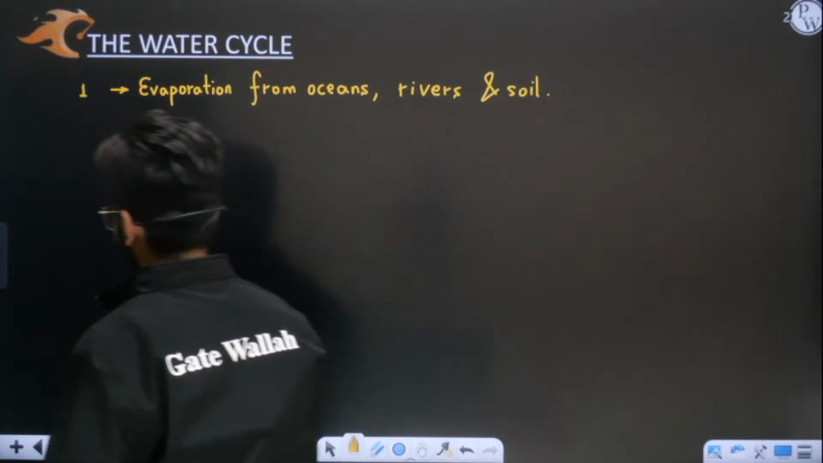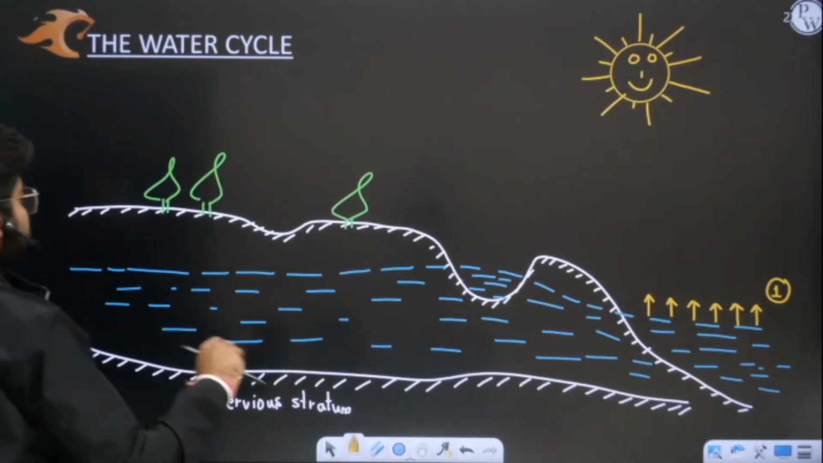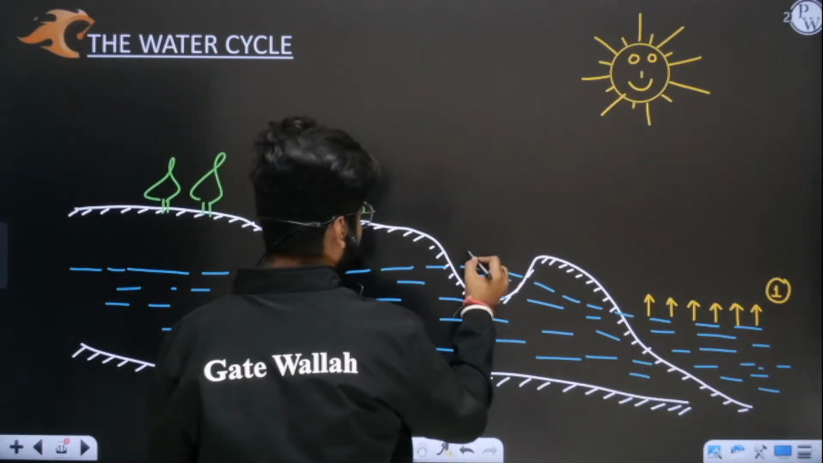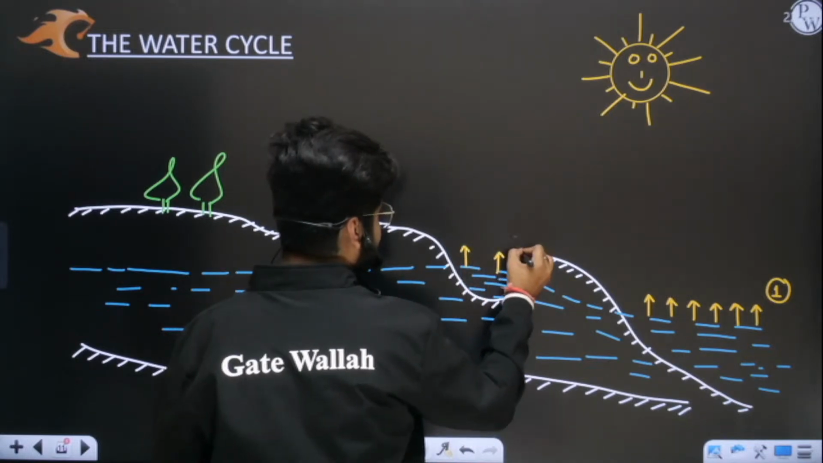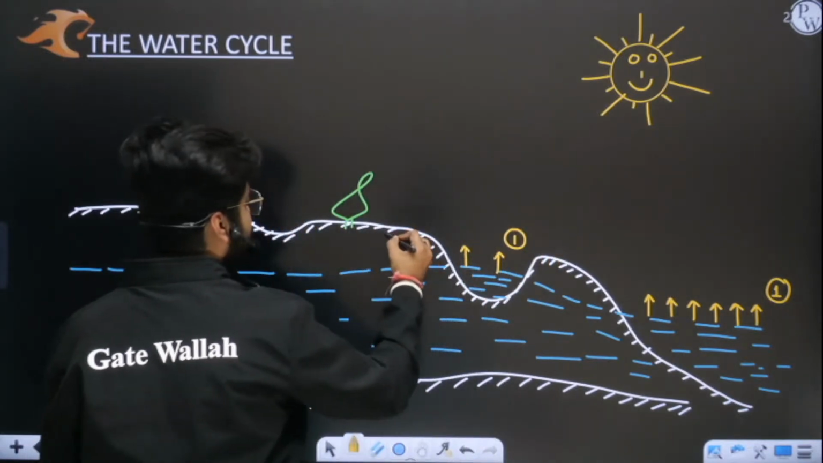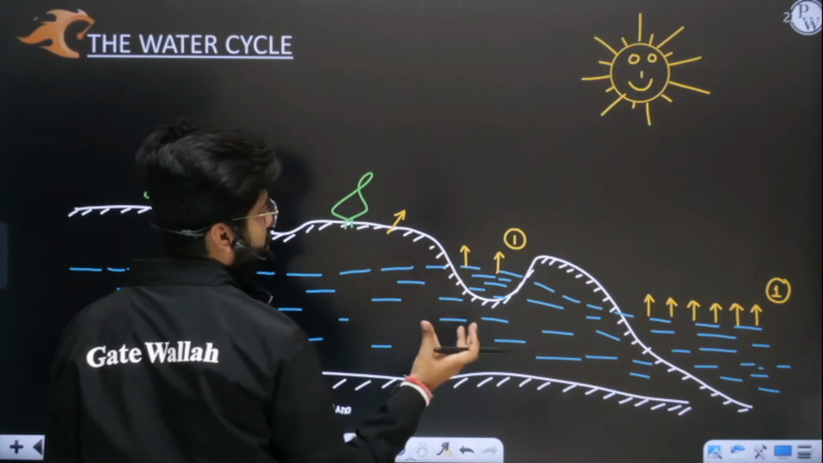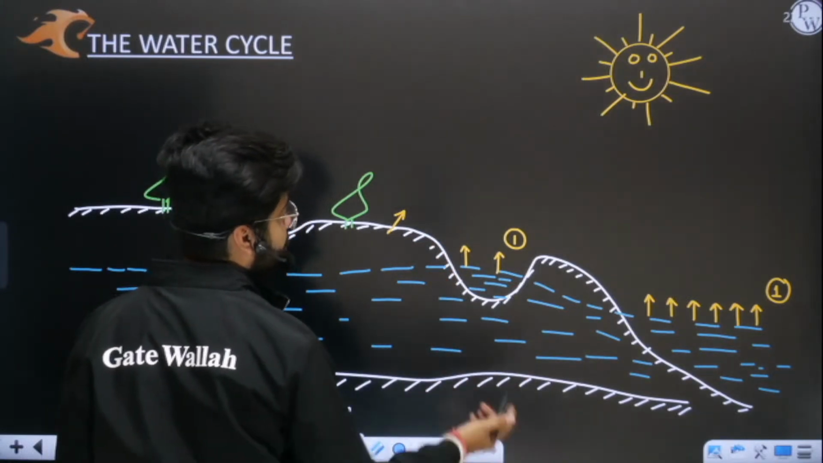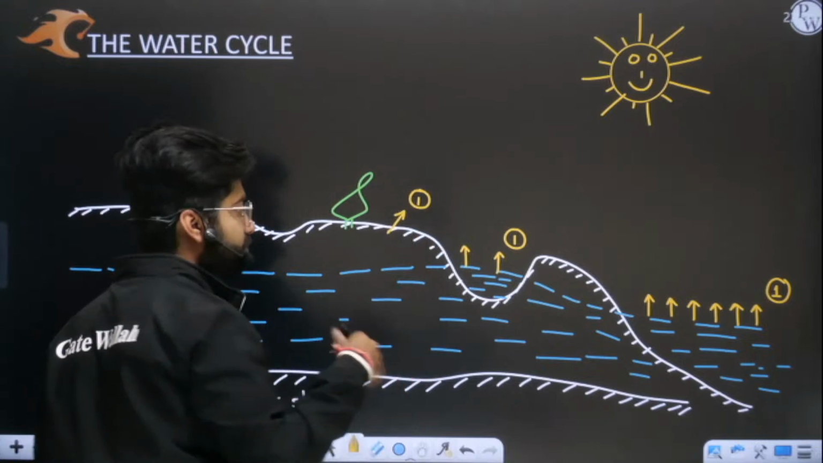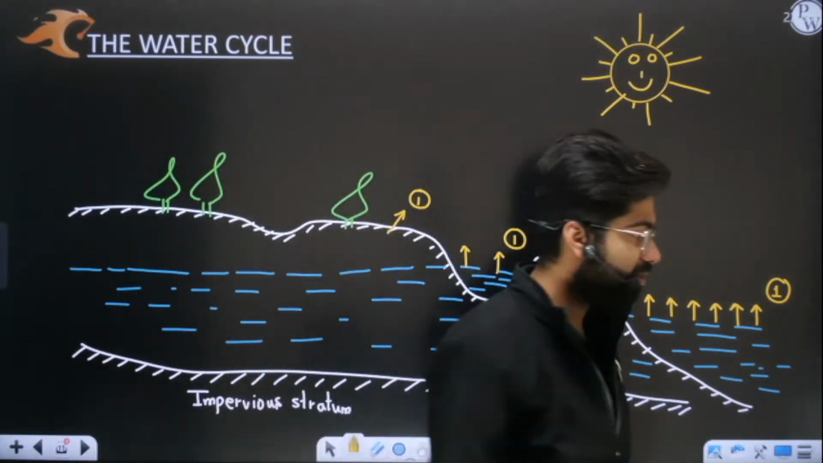1 indicates your evaporation. Let me indicate this in the diagram also. So evaporation from your rivers is also 1. Evaporation from soil is also 1, because you all know that soil also contains some moisture, so that is also getting evaporated. Yes or no?